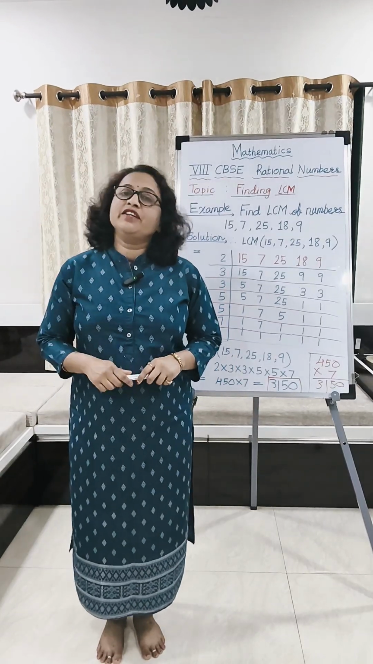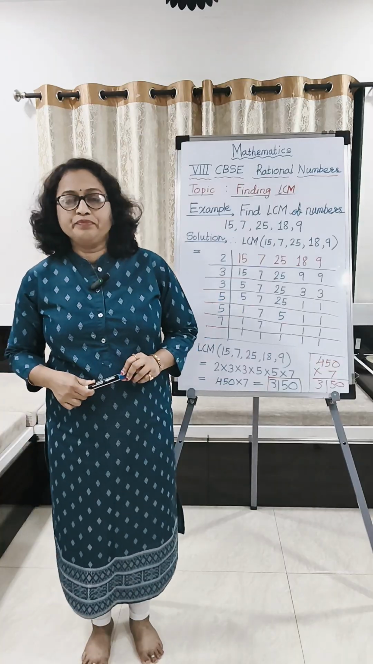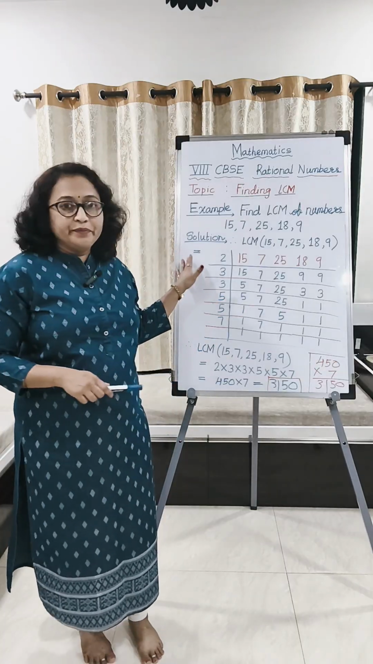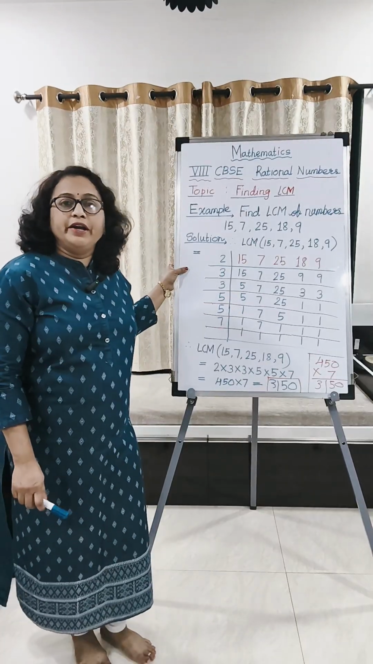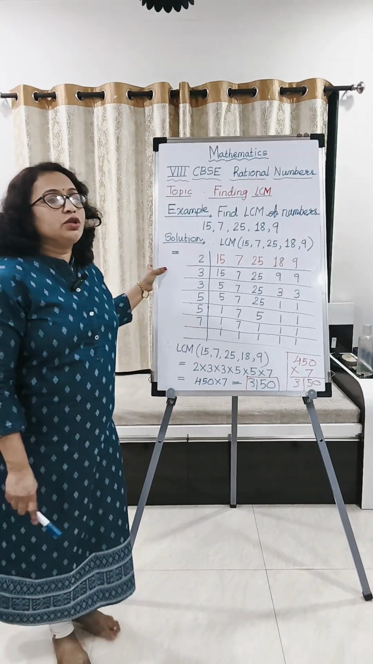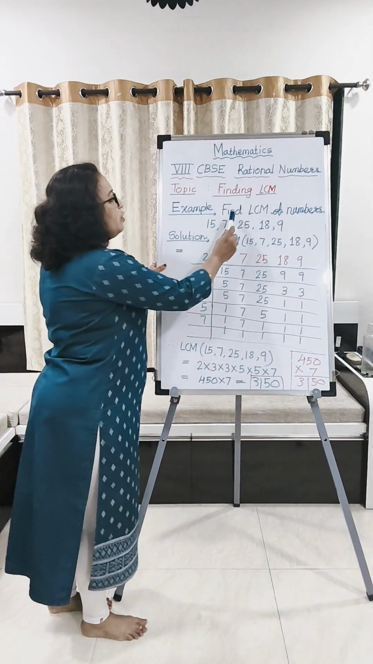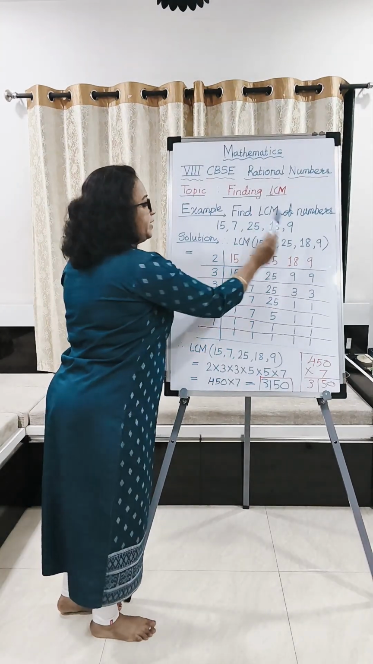Hello friends, in our previous video we solved some examples of finding LCM by a specific method. In today's video also we are going to practice for finding the LCM of more than 4 numbers. Okay, so now let's read the example. Find LCM of numbers 15, 7, 25, 18, 9.